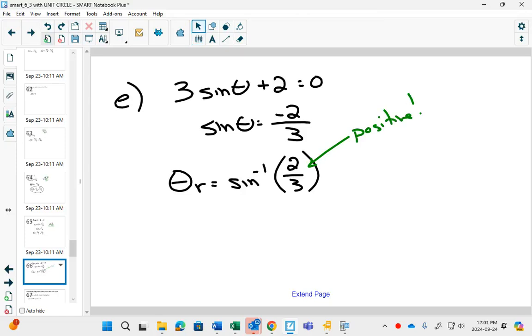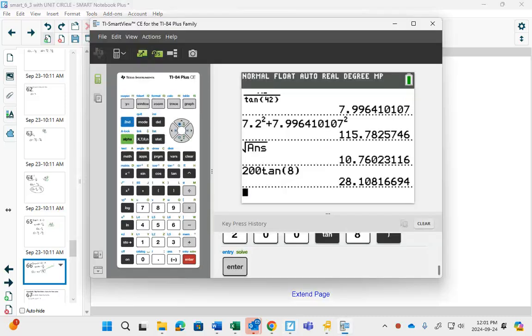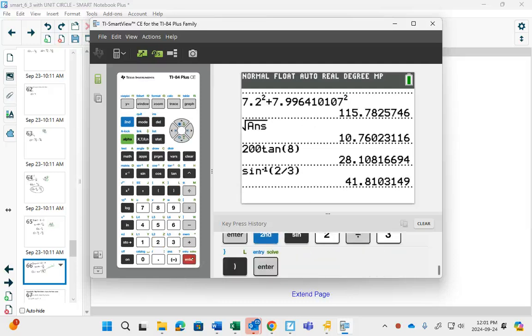This is a review of grade 11. In grade 11, you would do your reference angle by doing sine inverse, and it's always the positive value because reference angles are always positive. Okay, so I would go to my calculator and I would do sine inverse. Now in grade 11, you would have your calculator in degrees. And if I did second sine inverse of 2/3, I would find out that the reference angle is 41.8 degrees.